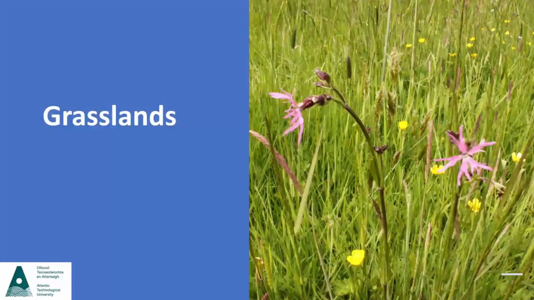But what we're going to try and do now is concentrate on main groupings that you'll come across, and the first being grasslands. On the right-hand side, you can see a beautiful grassland with ragged robin there in the foreground. Lots of different types of grasses are present as well. So grasslands are dominated by grasses, along with other forbs or herbaceous plants that grow hand in hand with the management, which tends to be grazing or mowing.